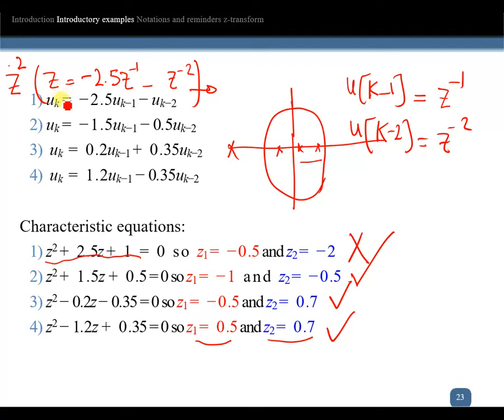I think I made a mistake. u k for me will be 1, not Z. Here I just made a mistake. I will correct myself. If I multiply, this one becomes Z2, here is equal to minus 2.5 Z and minus 1. If you rearrange it, you'll find the same equation as here. The same thing for the here and the rest.